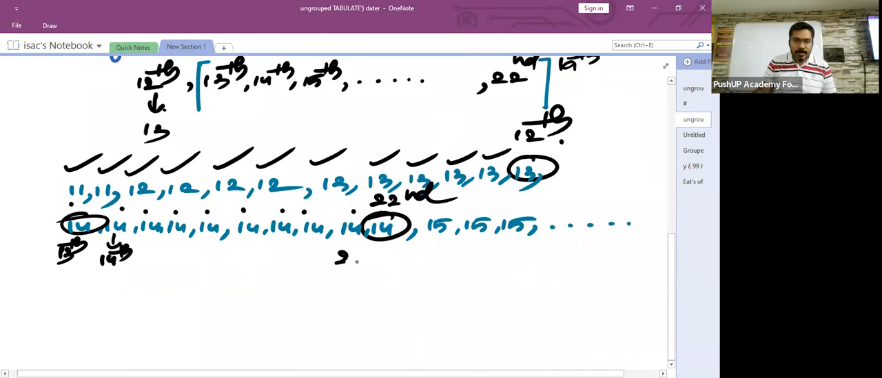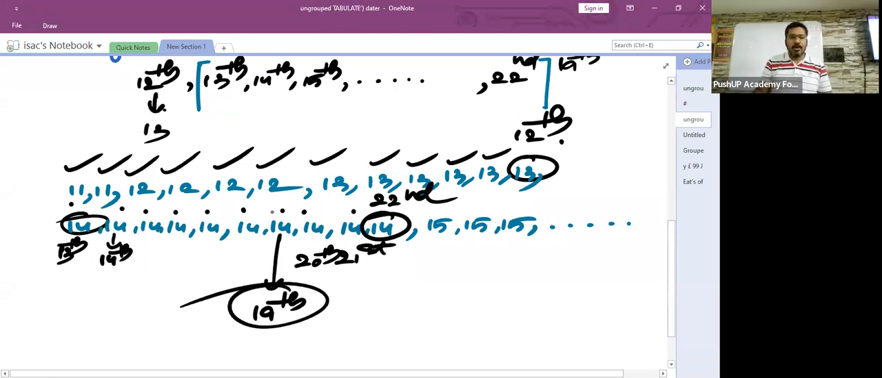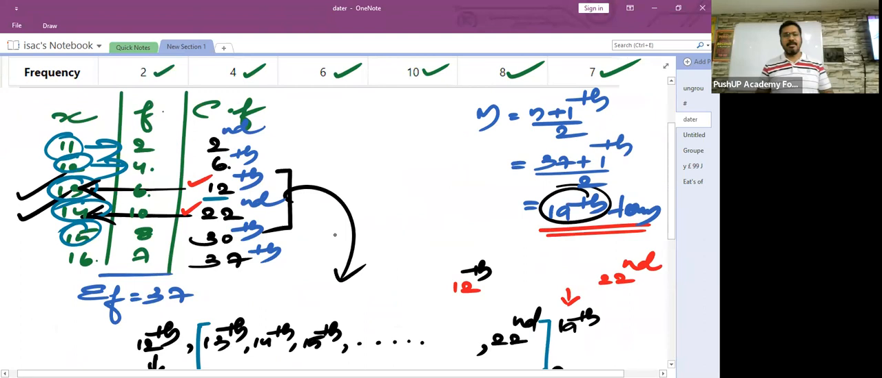This is 21st term, isn't it? This is the 20th term. And this happens to be the 19th term. So what should be your median value? Your median value should be 14, isn't it? Understood, children? Things are very clear.